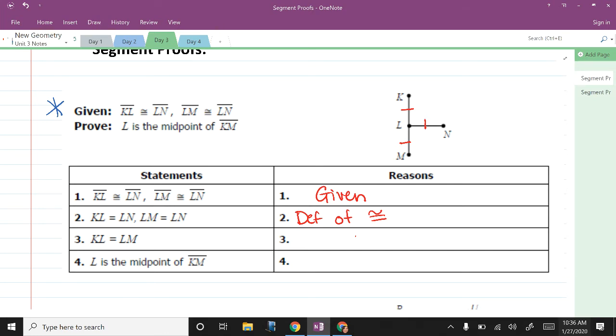All right, so now we're going from step 2 to step 3. KL equals LN and LM equals LN. So now I'm saying KL equals LM. What do you think? They're both equal to LN, aren't they? Yes, so that means they must be equal to each other. So that is transitive. Very good. Transitive.